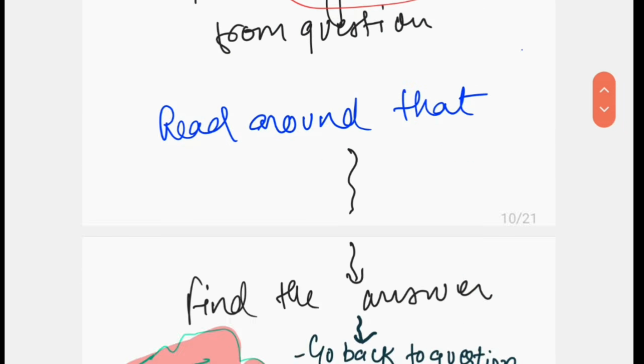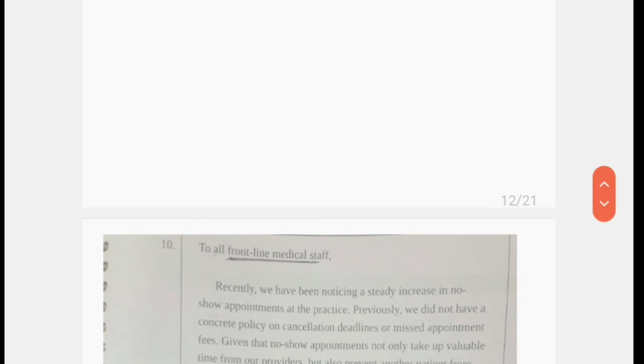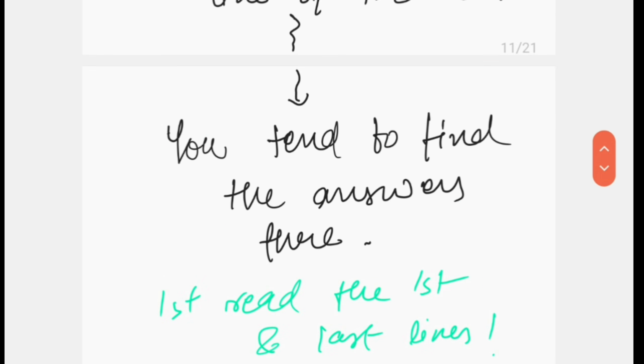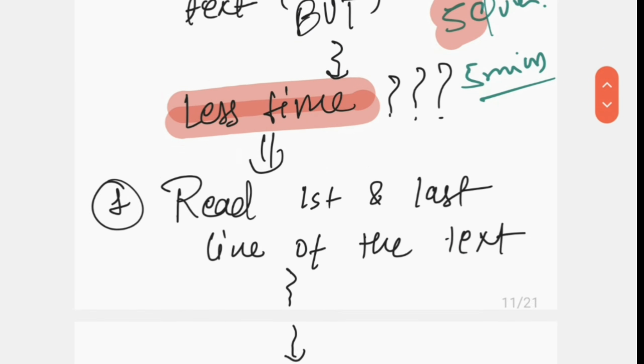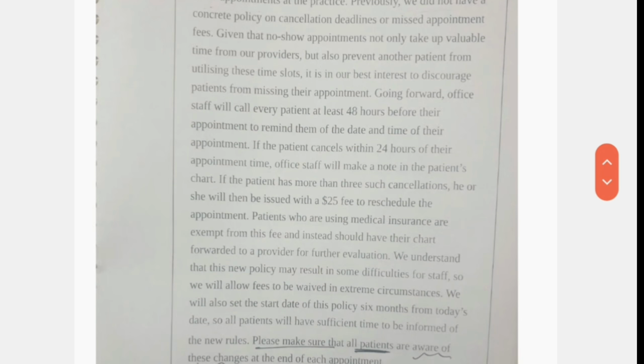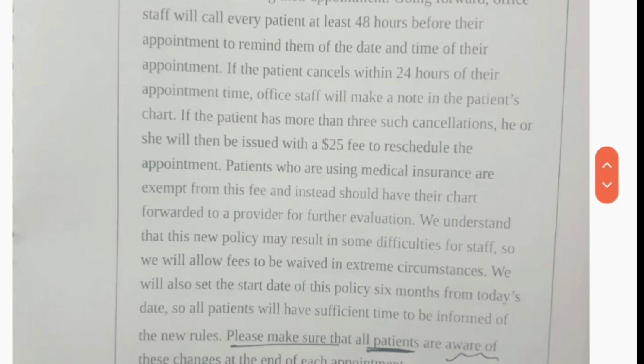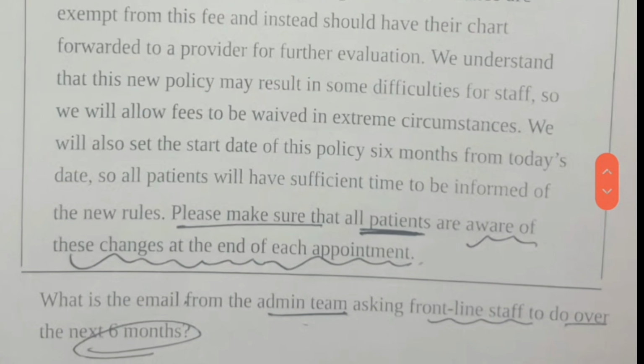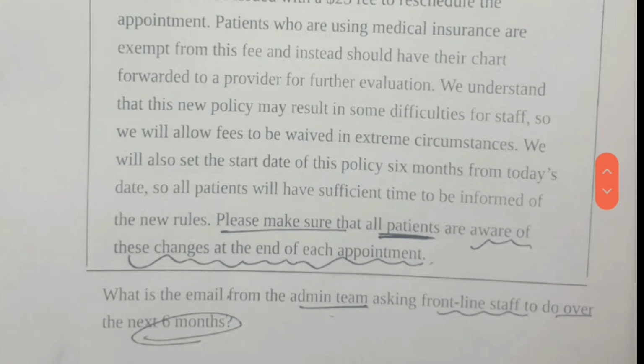Okay, so why am I telling you this? Because after I gave lots and lots of exams, I happened to find or analyze that most of the questions contain the answers either in their first or their last lines. Now, let's take an example of this one. Okay? So, you have a question here. Let's say you just have a minute or 30 seconds left to answer this question.